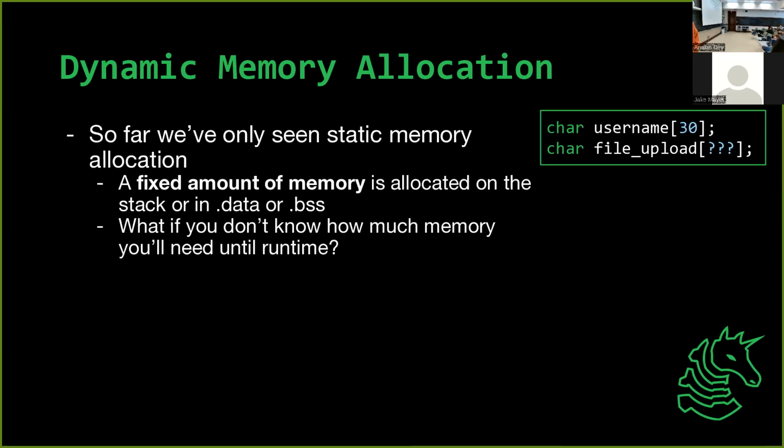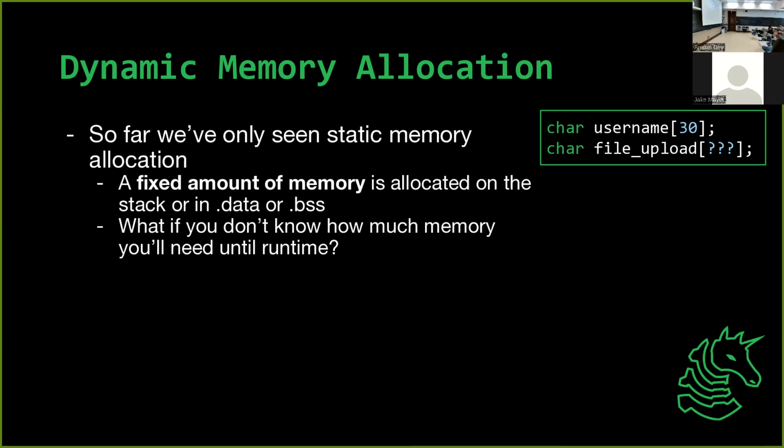So first, what is dynamic memory allocation? So far, when we've looked at programs, you've had maybe a stack allocation where you say, oh, the username is 30 bytes, for example, 30 characters. That's fine, but even then you're wasting a little space. Let's say the username is only 5 characters. Now you have 25 wasted bytes.